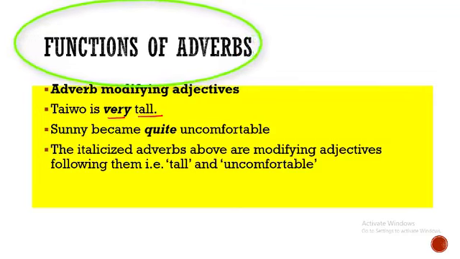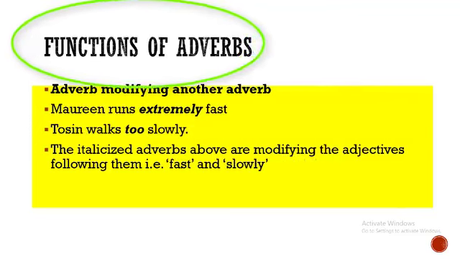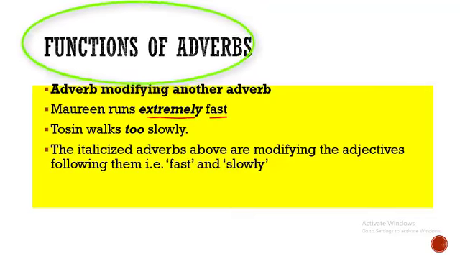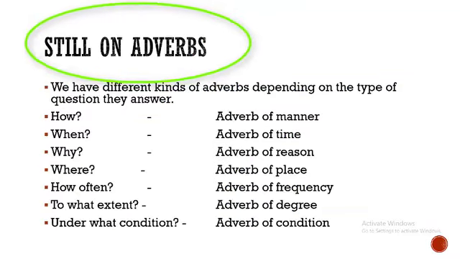Sonny became quite uncomfortable. Okay? So I don't want to bore you with all those details. So then we have also a situation where your adverb modifies another adverb. Fast is an adverb. Extremely is an adverb trying to modify another adverb. So I believe you understand what has been said.